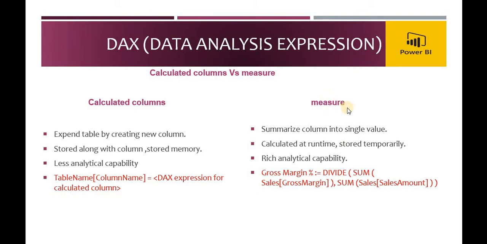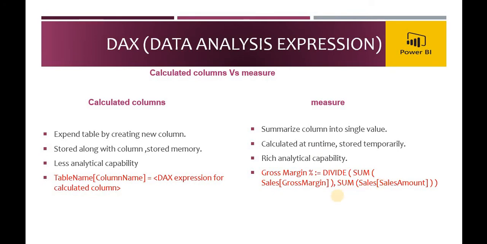When we create a measure, it doesn't create a column physically and it is stored temporarily. Only when we use it does it take memory, and every calculation under the measure is calculated at runtime. In a calculated column, all the calculation is stored physically in the sheet, but in a measure it is calculated at runtime whenever we need it. It has very rich analytical capability, because we can do a large number of calculations over that column and utilize it in our visualization.